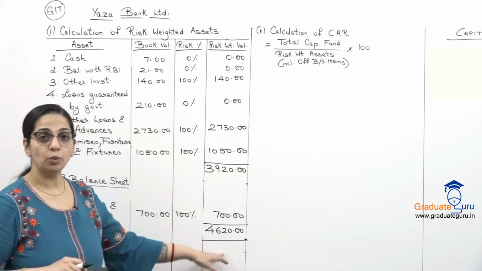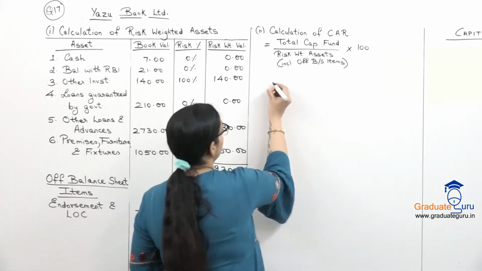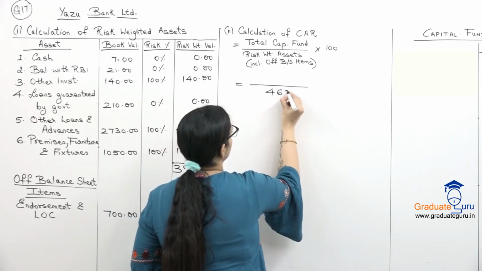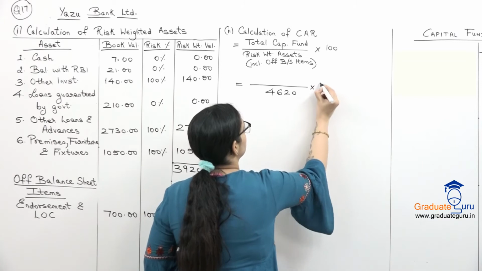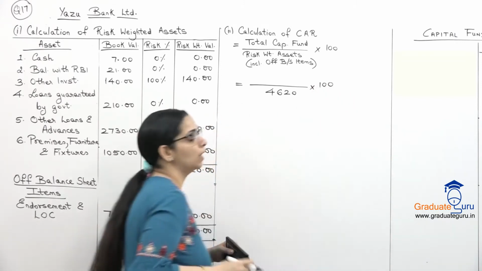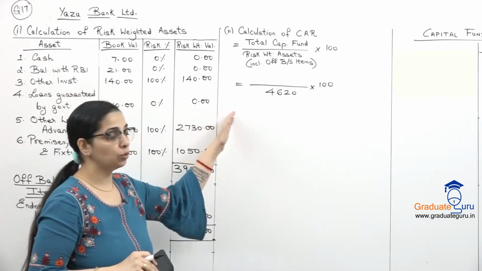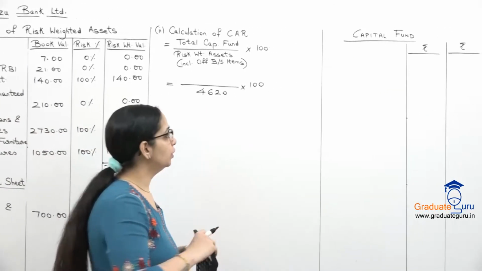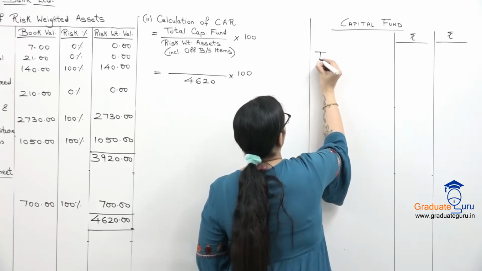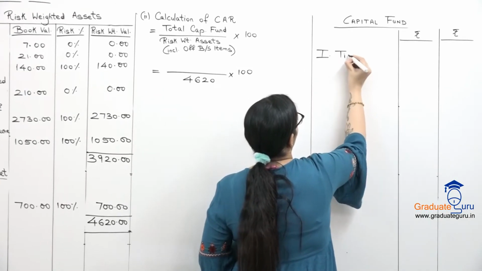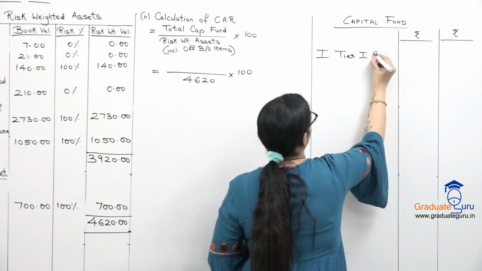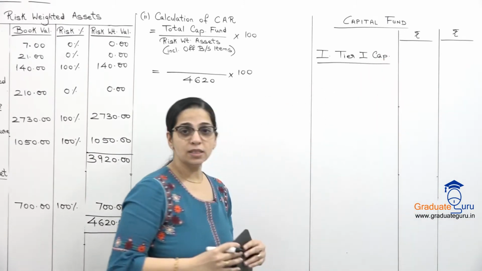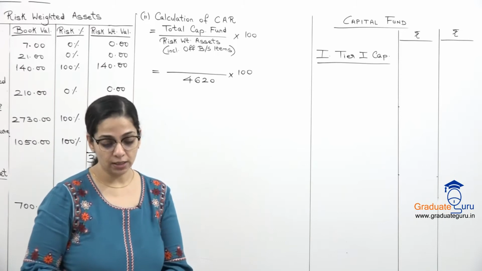So this will go to our denominator in our formula. So let's write that down, 4620 into 100. But we don't know the numerator. So now we are going to calculate our capital for the numerator. So first we need to calculate our tier 1 capital. So let us see what we have for tier 1 in our sum.